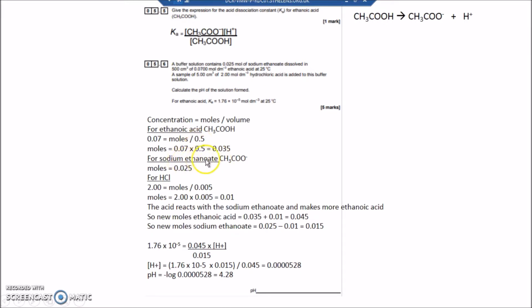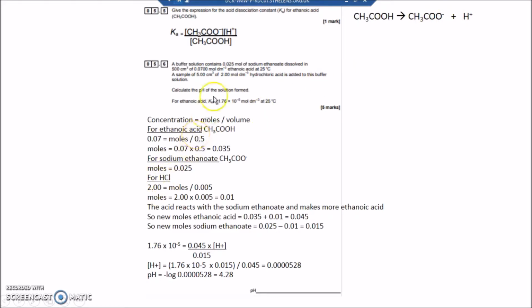It tells me the number of moles of sodium ethanoate that I've got, which is 0.025. It just tells me that in the equation. Sodium ethanoate makes ethanoate ions, CH3COO- and Na+ ions when it dissolves in water. So effectively this is the ethanoic acid, this is the sodium ethanoate.